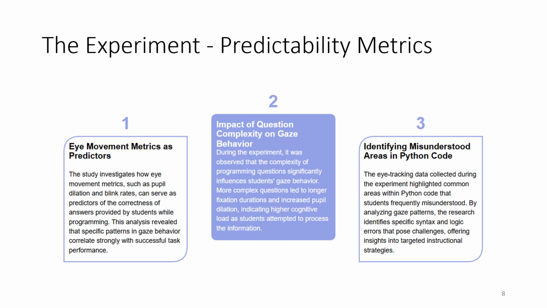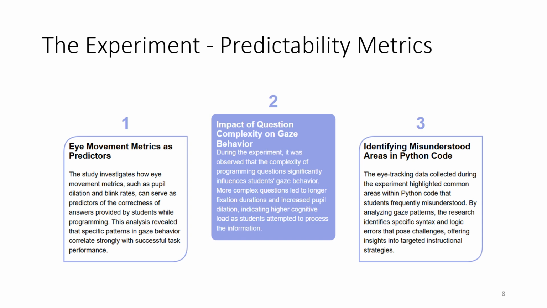Eye movement, eye trackers as a predictor. This study investigates how eye movement metrics, such as pupil dilatations and blink rates, can serve as predictors of the correctness of answers provided by students while programming. This analysis revealed that specific patterns in gaze behavior correlate strongly with successful task performance.